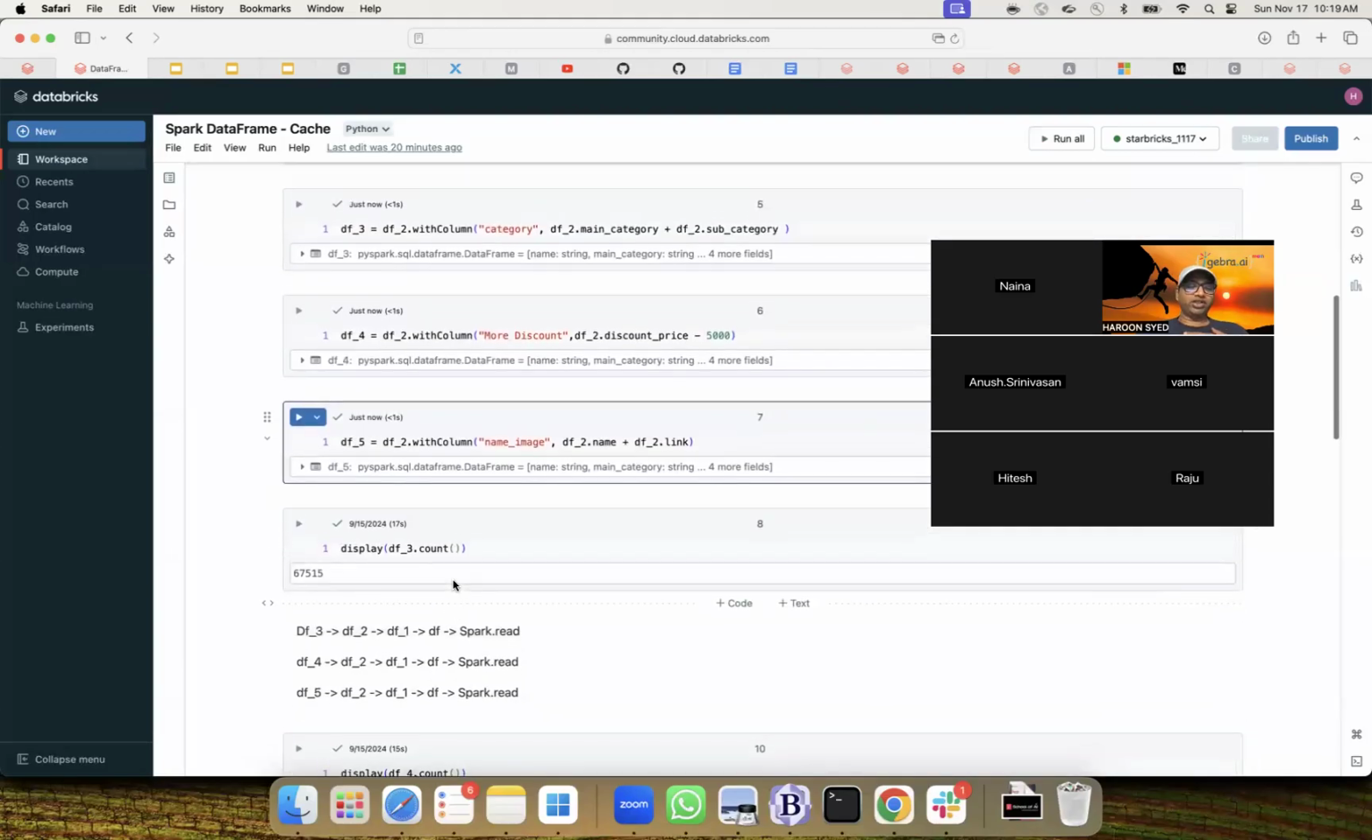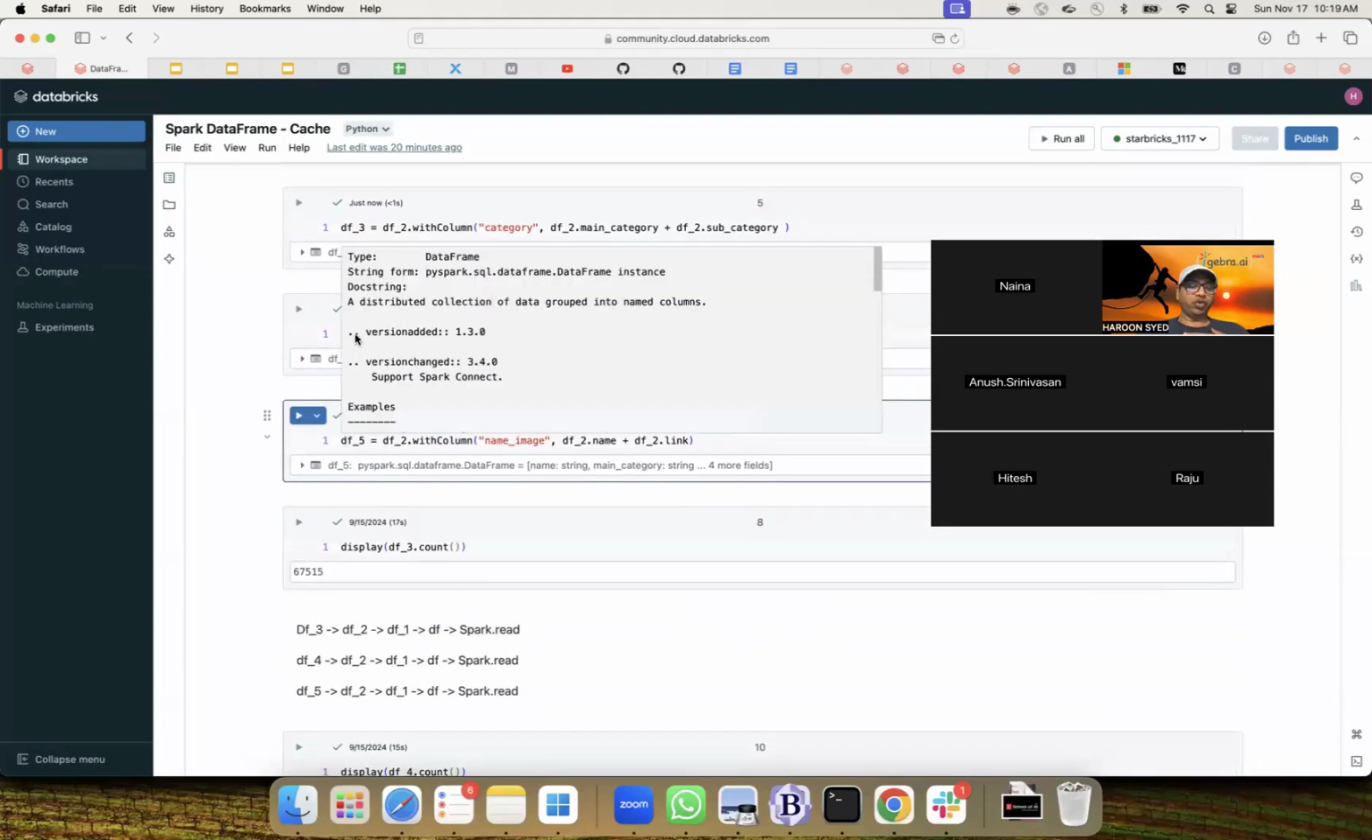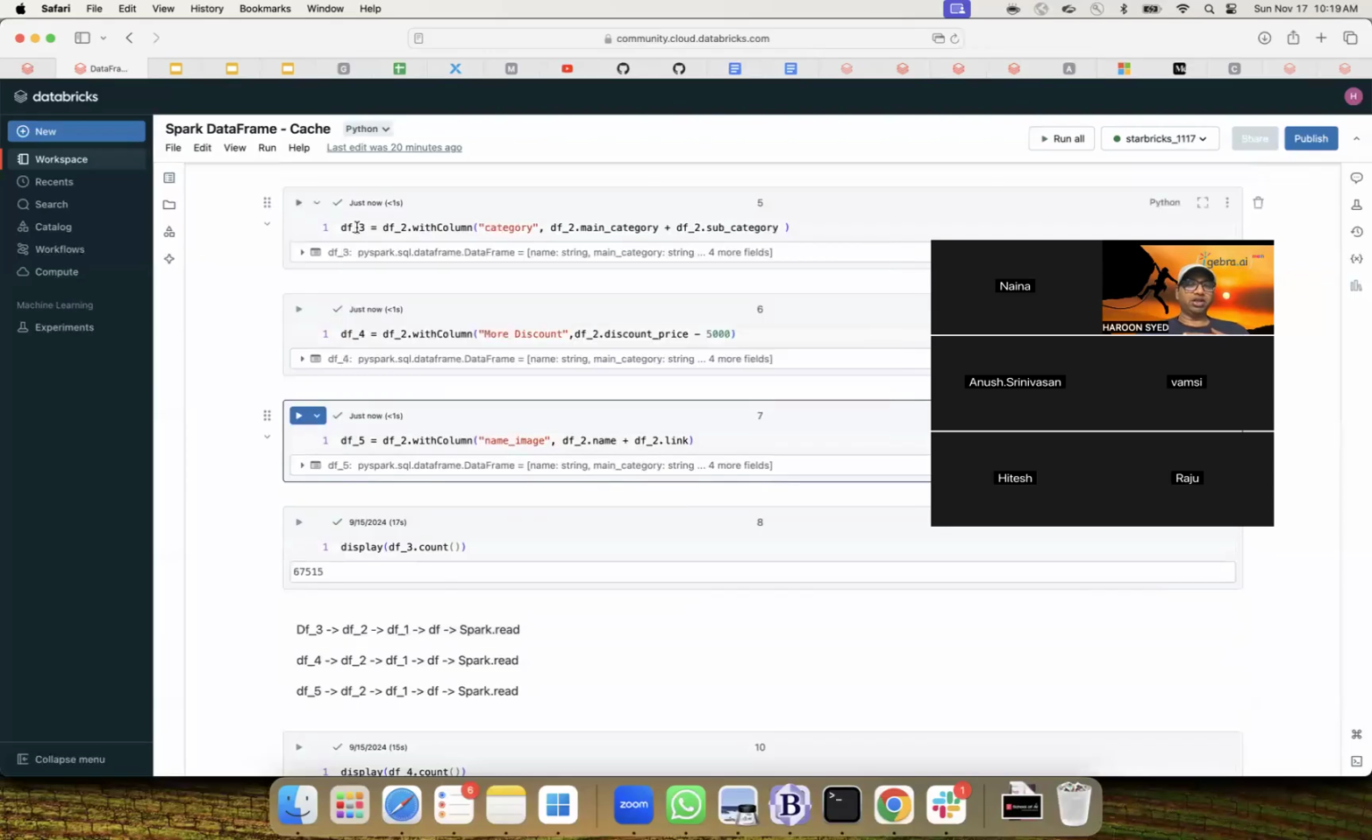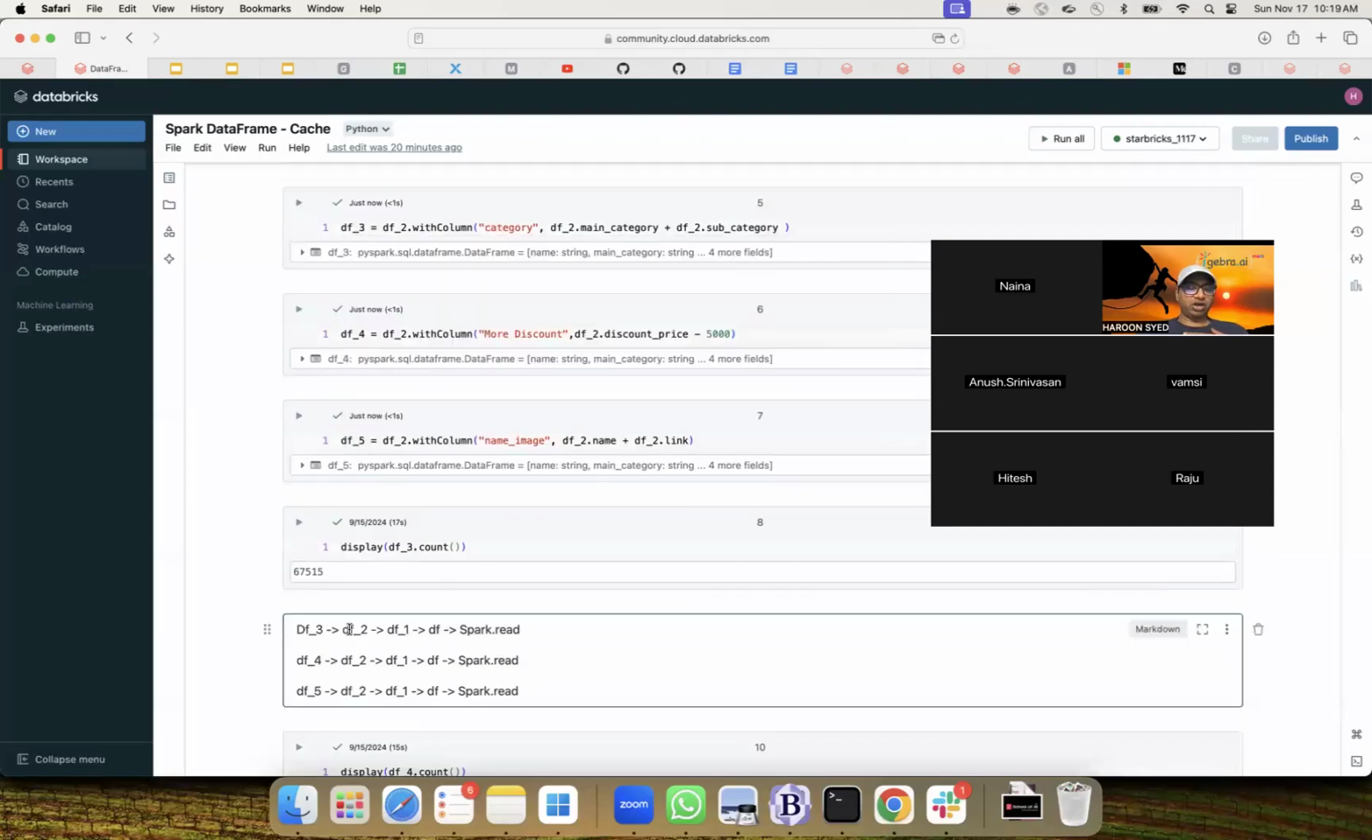Now, if I look at df5, df4, and df3, all of these are derived from data frame 2, right? And data frame 2 is derived from data frame 1. Data frame 1 is derived from df, from Spark read. So until df2, I am following the same process, and for 3, 4, 5, I am using different transformations on df2, correct? Yes. Okay.